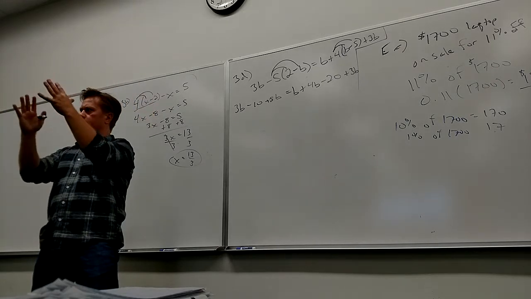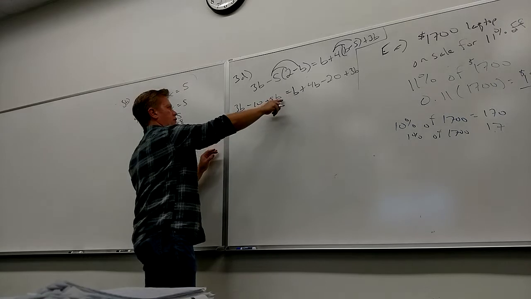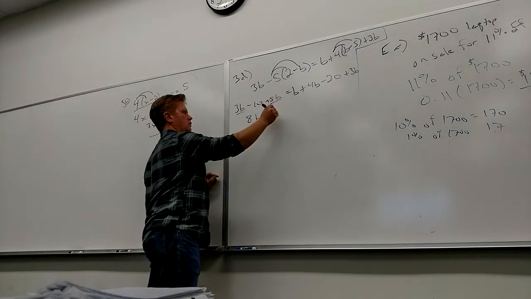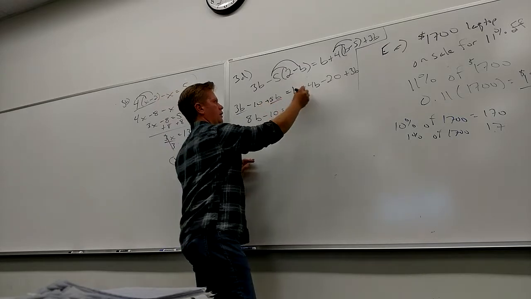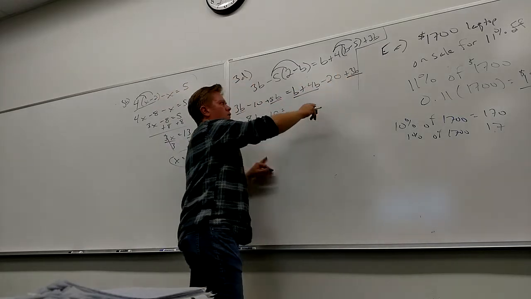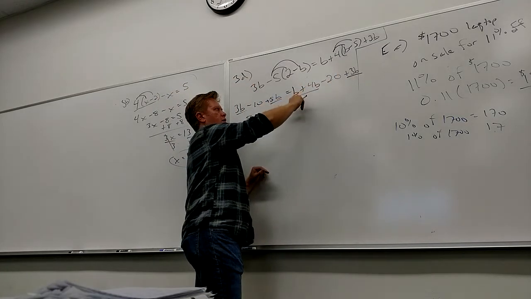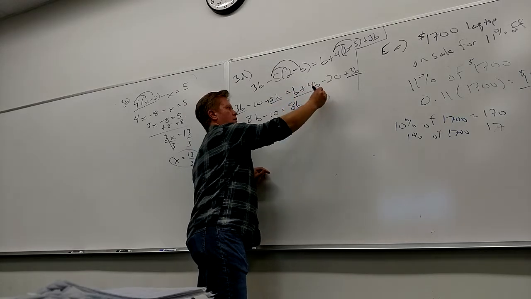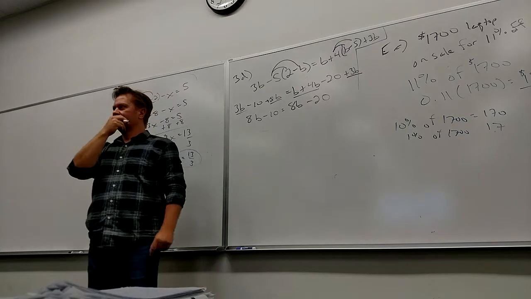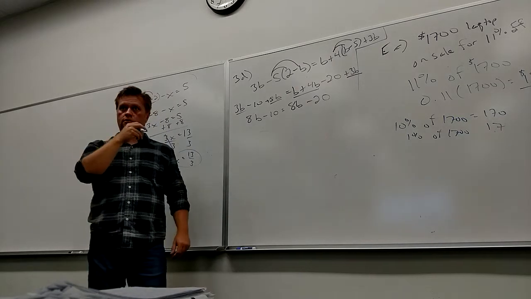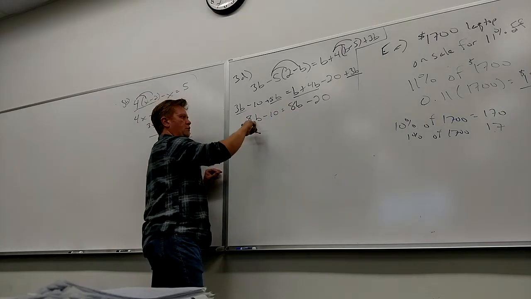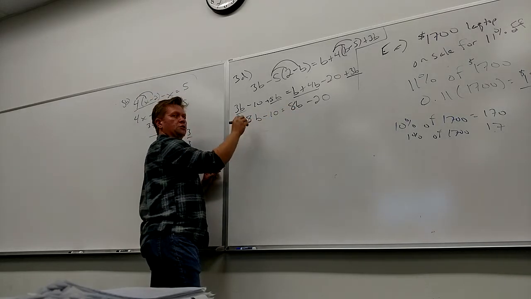Consolidate each side first. So what can you put together here? Yeah, the B's go together. 8B minus B. And over here, 5B plus 3B is 8B. 8B minus 20. Okay, I like it. So how do I get the B's together? I want them to disappear here, so what do I have to do?